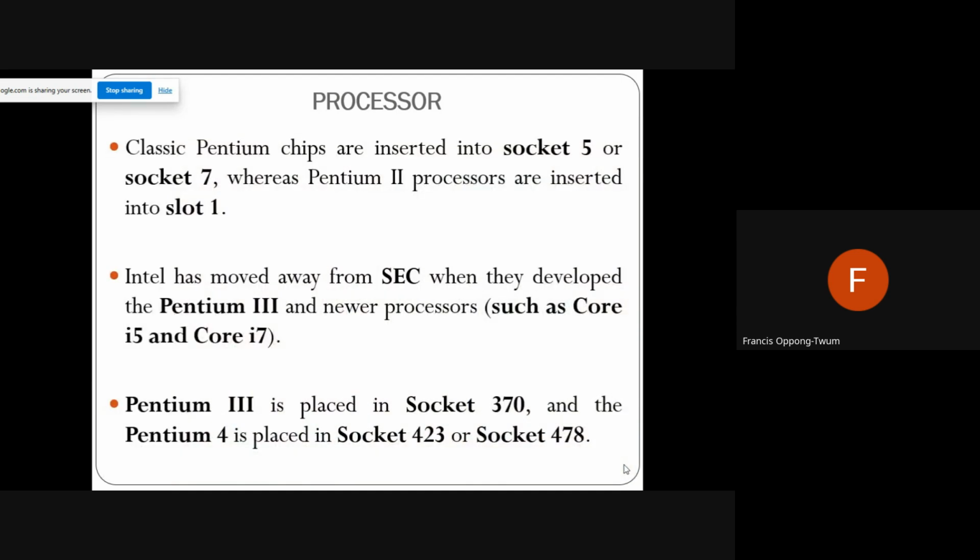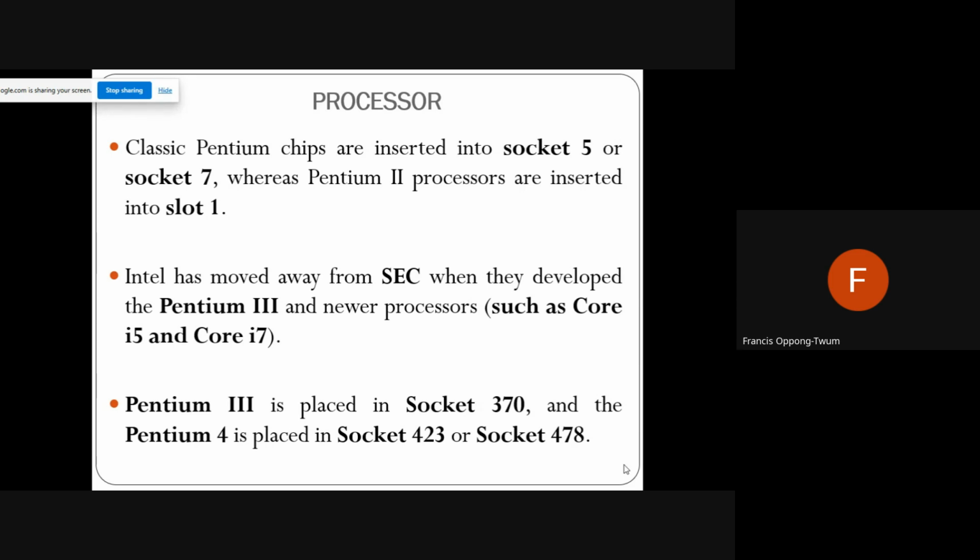And we also have the socket 5 and all those things. These things, they are no more in the market. They are out of the market, so we are not going to waste time over there. Classic Pentium chips were inserted in what we call the socket 5 and socket 7, whereas Pentium 2 processors were inserted into what we call the slot 1.